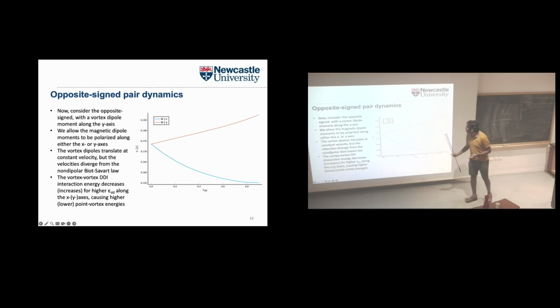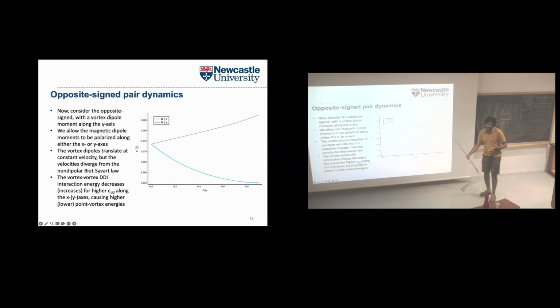On the other hand, with the dipolar interaction, we'll consider two cases. Blue is where the vortex and antivortex are separated along y, and red is where the dipoles are parallel to the separation, and x is where they're orthogonal to the separation. So what you can see is as you increase the dipolar interaction strength epsilon dd, for the orthogonal case, the velocities decrease monotonically. And on the other hand, for the parallel case, they increase.